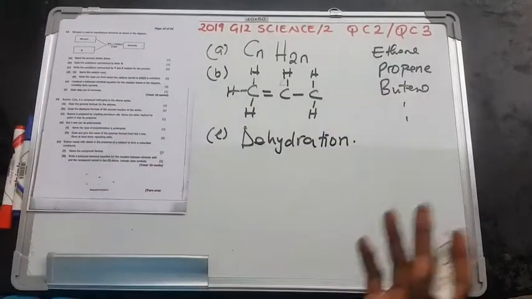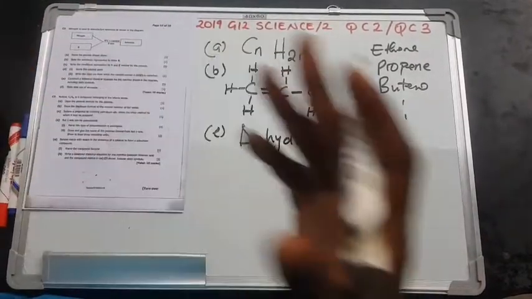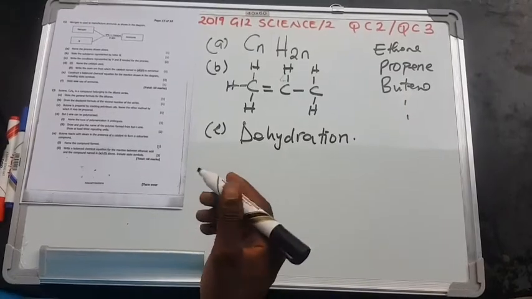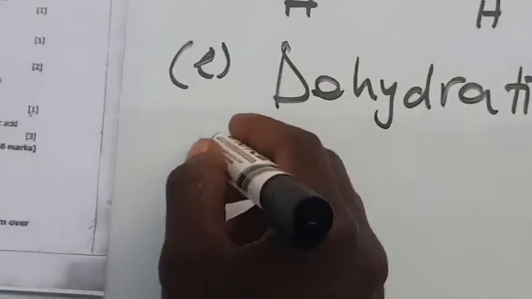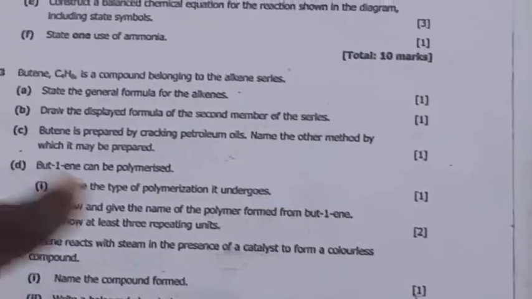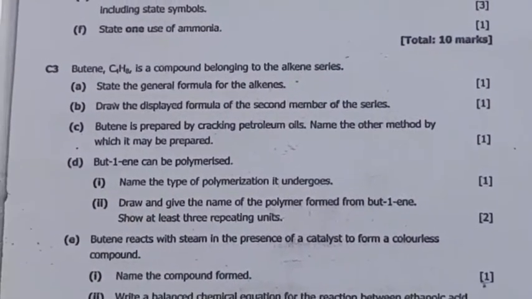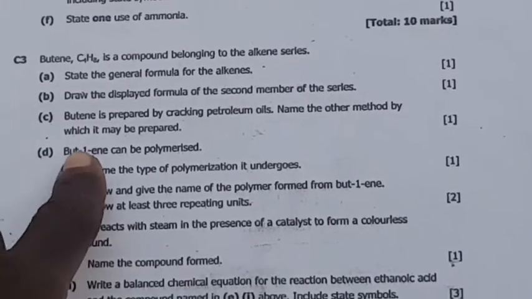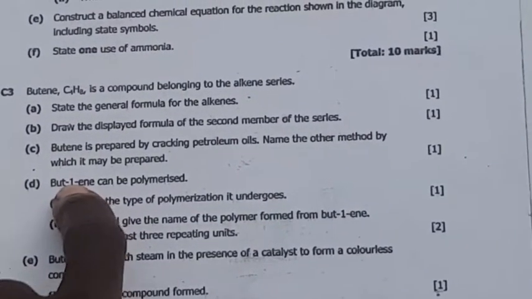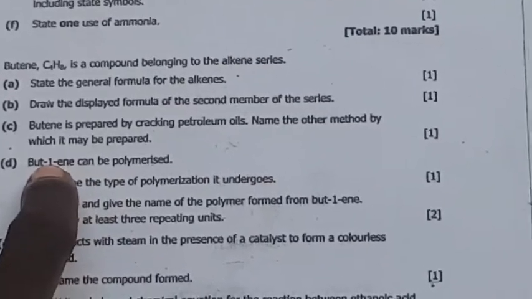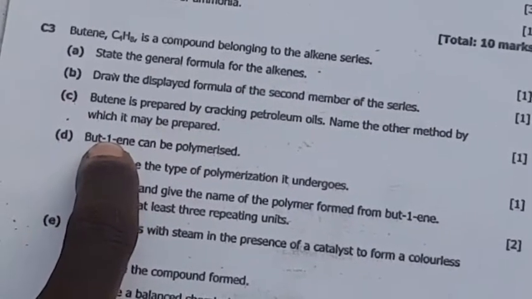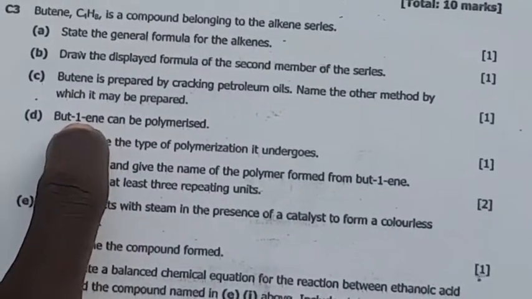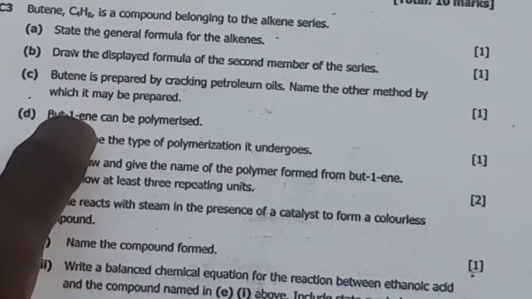Now you know that during dehydration there's a loss of a water molecule, which I shall explain later in the notes. Then D says butene-1-ene, or butene, just the same, can be polymerized. The one which is here shows that the double bond is on the first carbon atom, then linked to the second carbon atom.